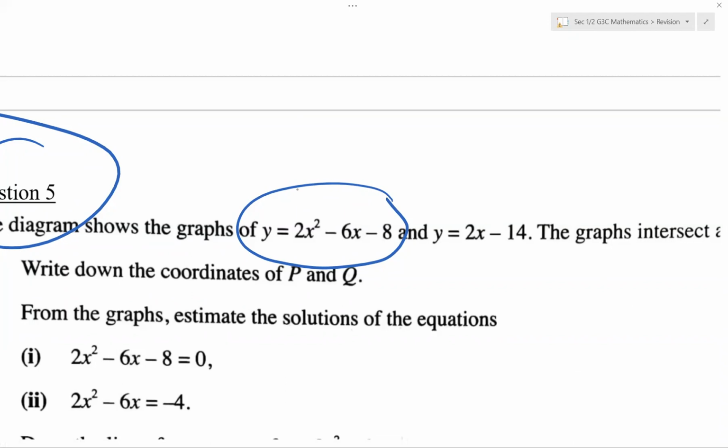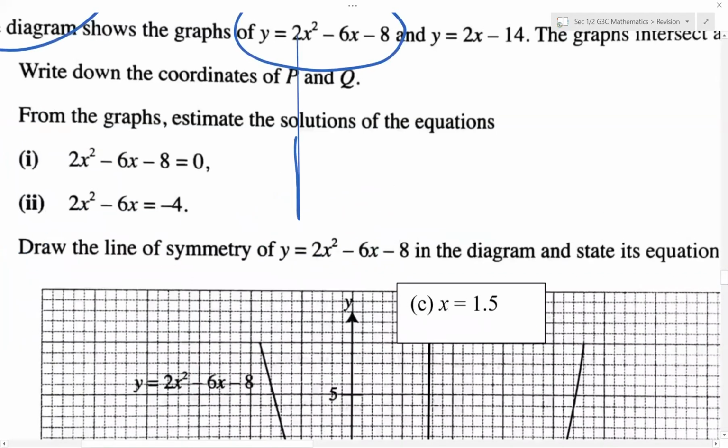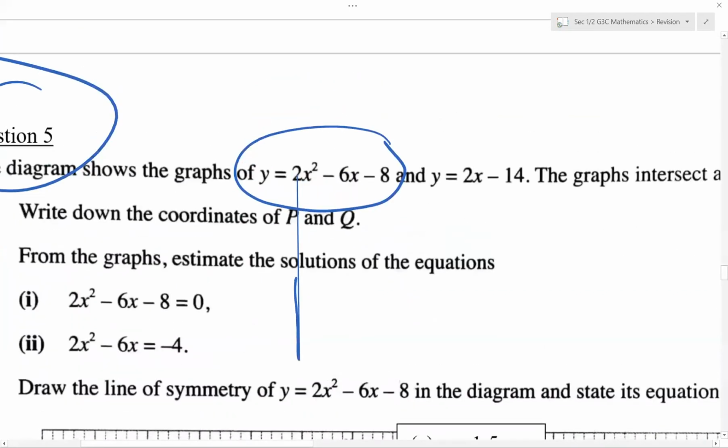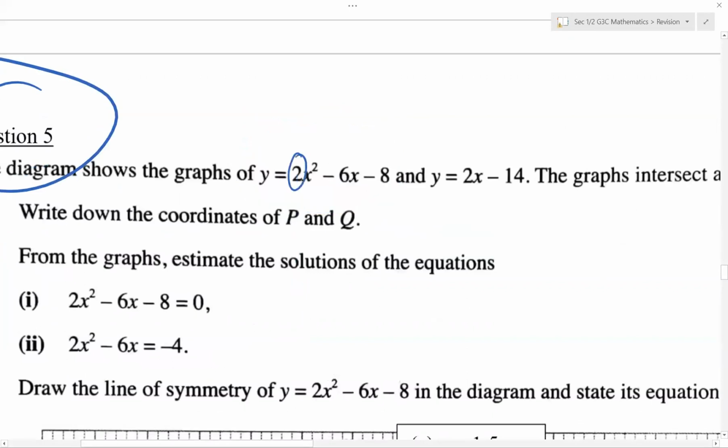First question. In this case, is it a smiley face or a sad face? Smiley face due to the +2. Smiley face, opening upwards. So we know that there's going to be a minimum point.